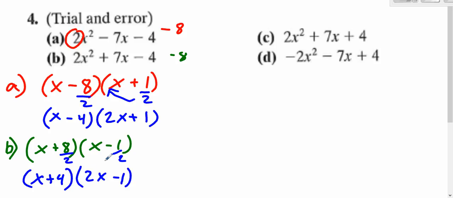Again, you check that out. You get a 2x squared in the front. You get a -4 in the back. You get an 8x minus 1x.